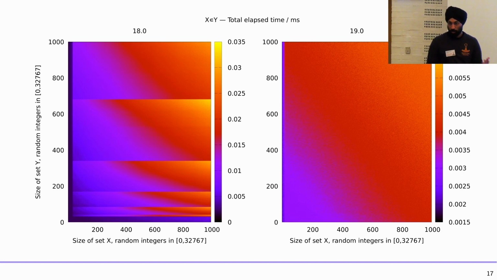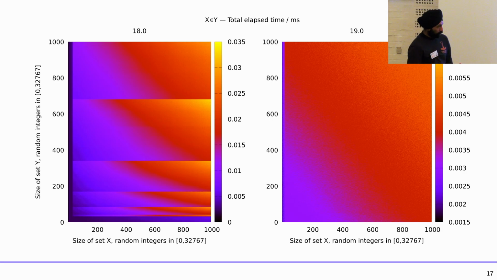19.0, again, nice smooth output. 18.0, I hope this is clear to everyone, it has this banding behavior. Now, I don't want to get too much into the details of what's going on here, but these are being caused by hash collisions. Internally in the interpreter, a table is being created.